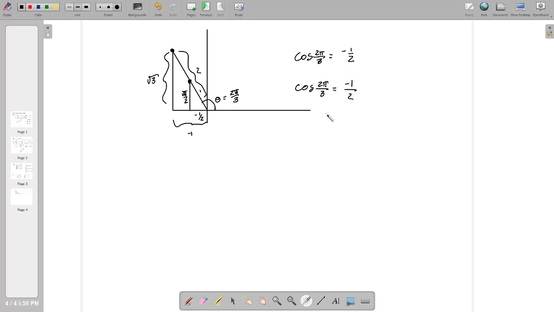It doesn't matter if we have positive or negative signs as well. I'm going to remind you now which functions are positive and negative in which quadrants.